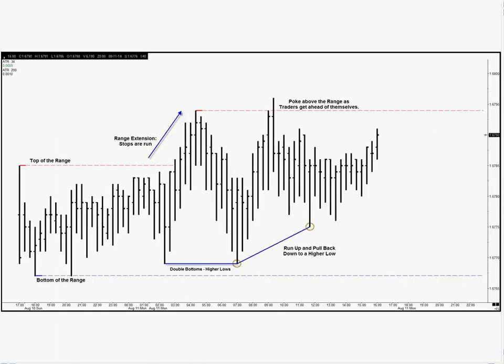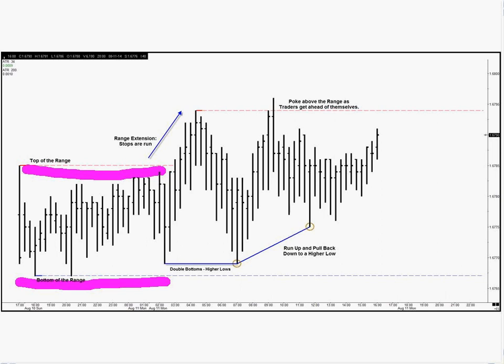So here we go. Let me see if I got my, yeah, I do. Oh, cool. Very cool. All right. So we are at the moment, you can see, we had, I lost my cursor. There we go. We had a nice top of the range, a nice bottom of the range, and then we have what we call range extension. People were selling at the top of the range, and it made a run down. Quite happy.